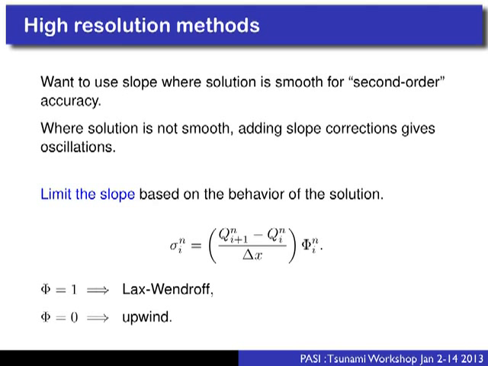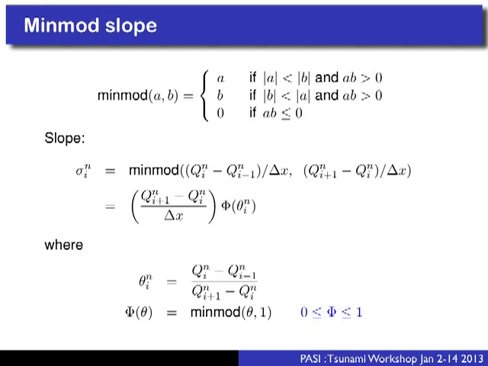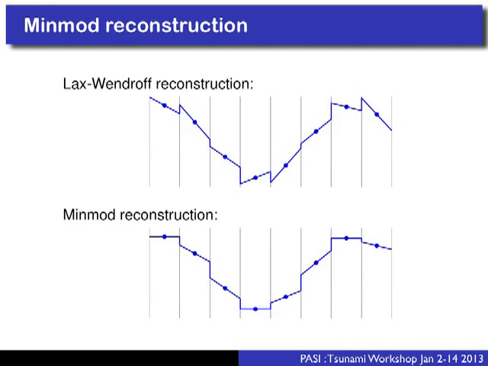What we do is we use high resolution methods, which use limiters, and I'll say the min-mod limiter is one of the classic limiters. We attempt to limit these slopes or limit the waves. Whereas a slope may have had this kind of funny configuration up here, in the min-mod case you can see that we've regularized the slopes so that we can't introduce these new extrema.